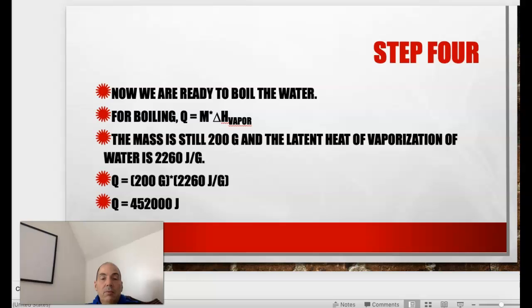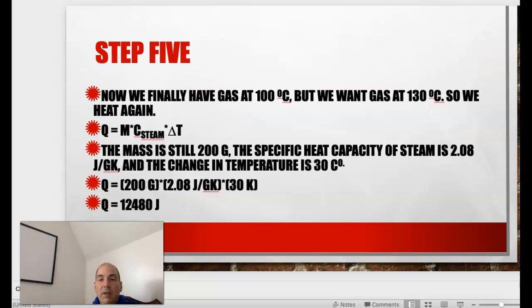All right, so finally we want to go from 100 degrees to 130 degrees. So we go back to MC delta T because we're changing temperature, but now we have to look up the specific heat capacity of steam, which is around 2.08 joules per gram Kelvin. So I take the mass times the specific heat times the change in temperature, and now we get 12,480 joules.